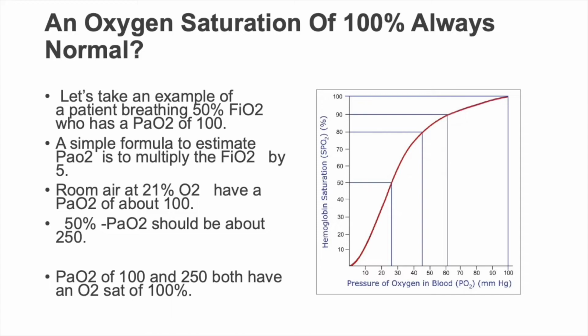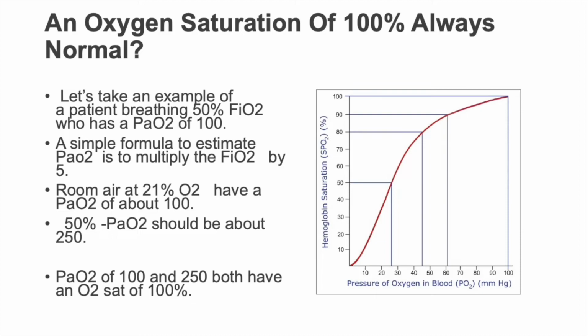A PaO2 of 100 and a PaO2 of 250 both give an oxygen saturation of 100%. Because once SpO2 is 100, all the sites have oxygen bound. Whether the partial pressure of oxygen is 100, 250 or above, it will not increase the SpO2. Once all these sites are saturated, whatever the PaO2, further SpO2 rise cannot occur.